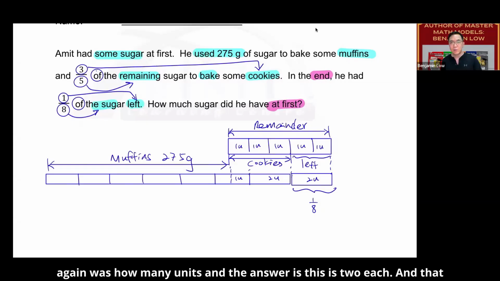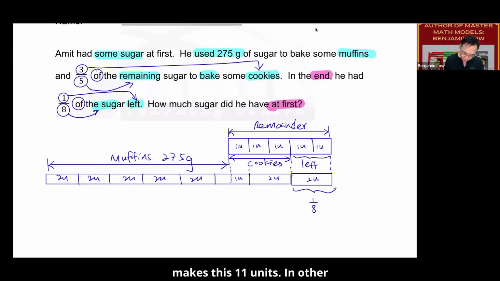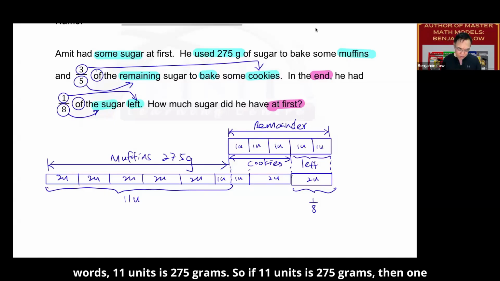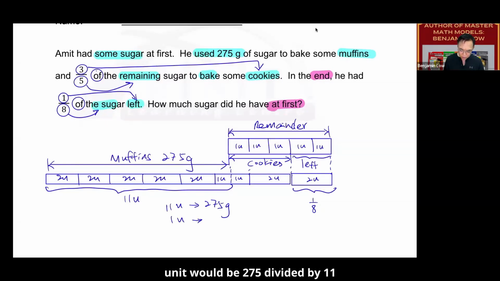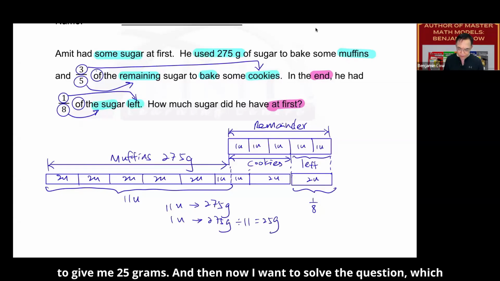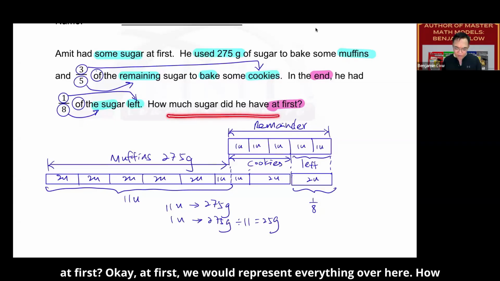So my question again was, how many units? And the answer is, this is 2 each. And that makes this 11 units. In other words, 11 units is 275 grams. So if 11 units is 275 grams, then 1 unit would be 275 divided by 11 to give me 25 grams. And then now I want to solve the question, which is, how much sugar was there at first?